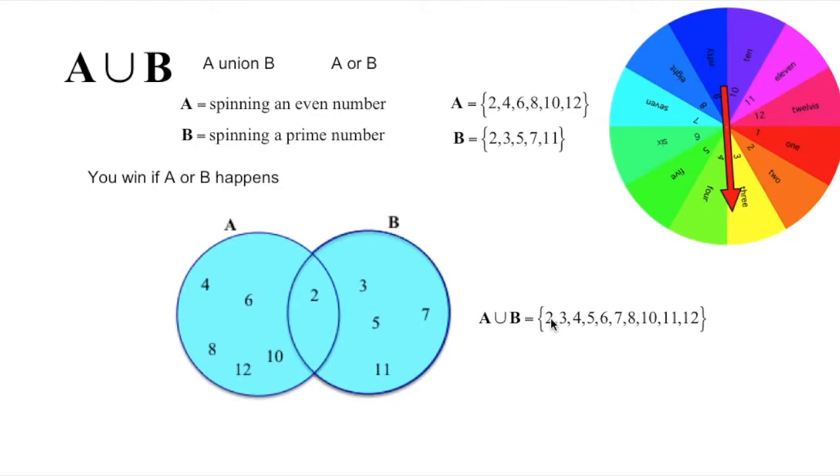You win if 2 or 3 or 4 or 5 or 6 or 7 or 8 or 10, 11 or 12 comes up. Union is all together, and we can think of it as or. You win if A or B comes up. Or you can think of it as you get to keep what's in A or in B.